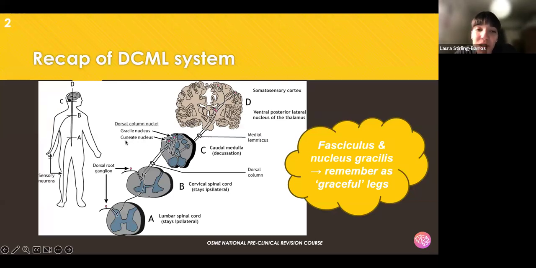And once at the medulla, they cross over to the other side to ascend contralaterally as the second order neurons. And this is called the medial lemniscus. So it just changes name from dorsal column to medial lemniscus. And then they reach the thalamus in the ventral posterior lateral nucleus of the thalamus, and then go up to the somatosensory cortex.